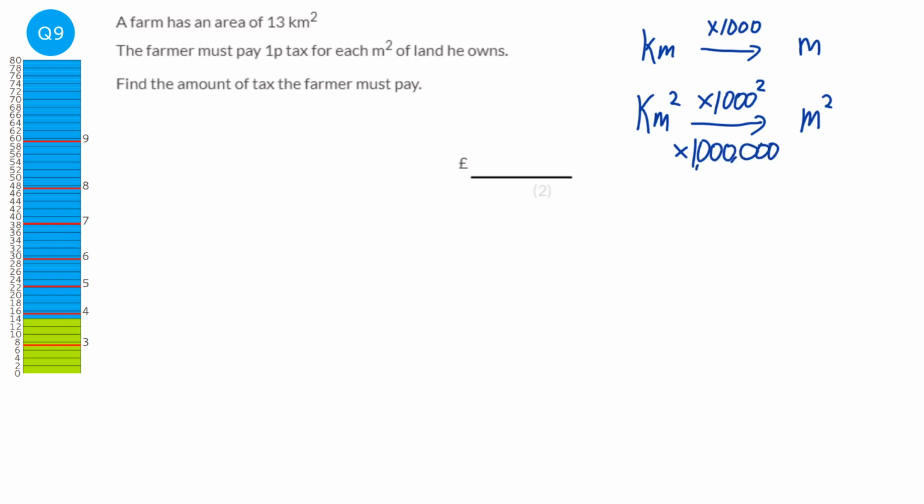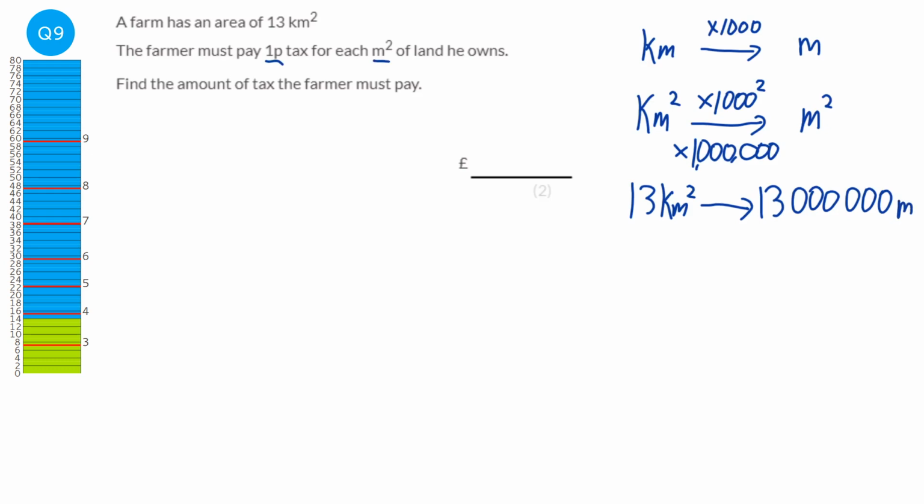So 13 kilometers squared is going to be the 13, and then it's going to be times by 1,000,000. So 1, 2, 3, 1, 2, 3. So it's going to be 13 million. Now, it says here the farmer must pay 1 pence tax for every metre squared.